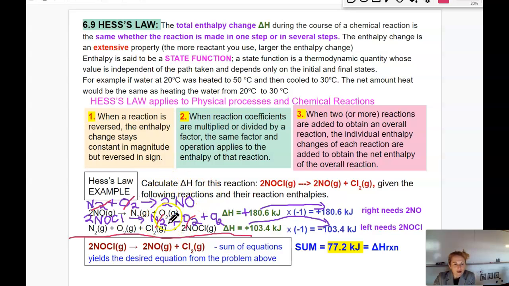And we end up with 2NO and Cl2 as products. And our N2O2, they are spectators, right? They're not actually involved. We start with them and we end with them, so they're not actually involved in that reaction. All right, so we can take these guys and we do our math here. We have plus 180 minus 103, and so our overall heat of reaction is 77.2 kilojoules.